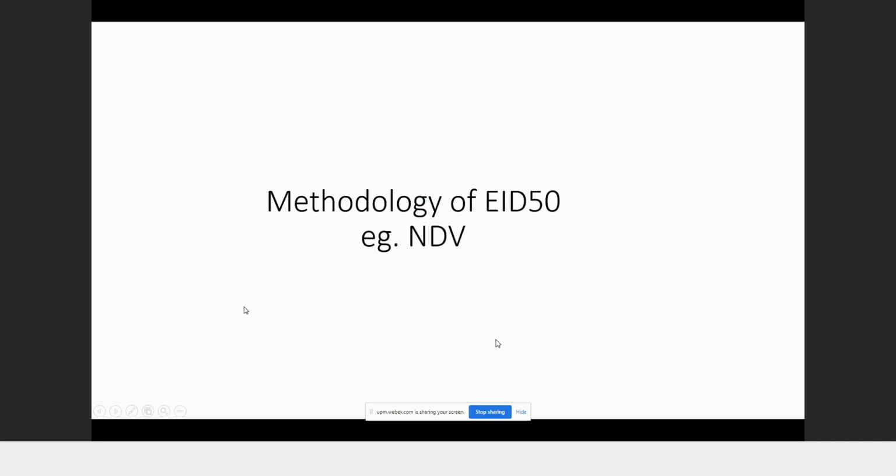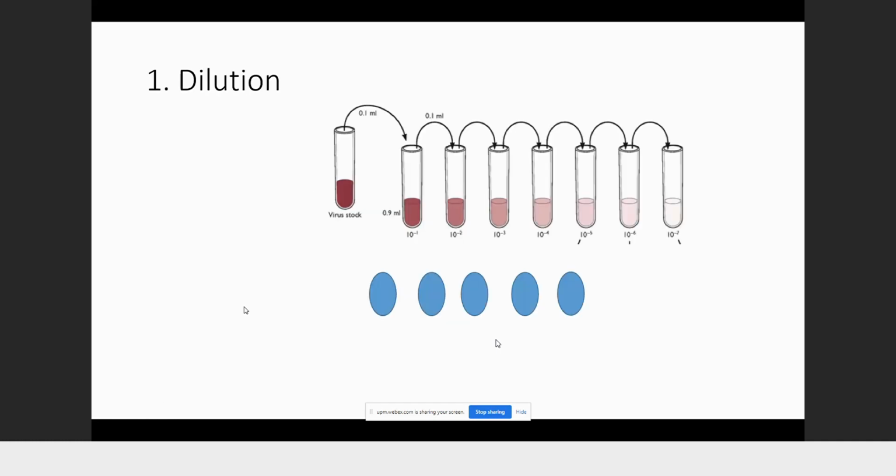So how would you perform EID50? In this case, I use NDV, Newcastle disease virus, as an example. First, you need to do a dilution. You need to have your virus stock. You don't know the concentration of this virus, so you need to do 10-fold dilution in each tube or vial.